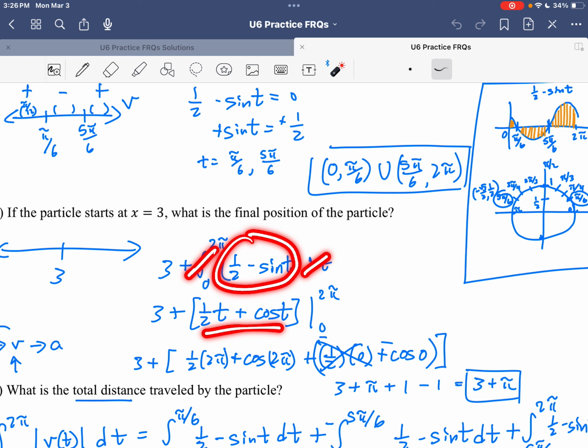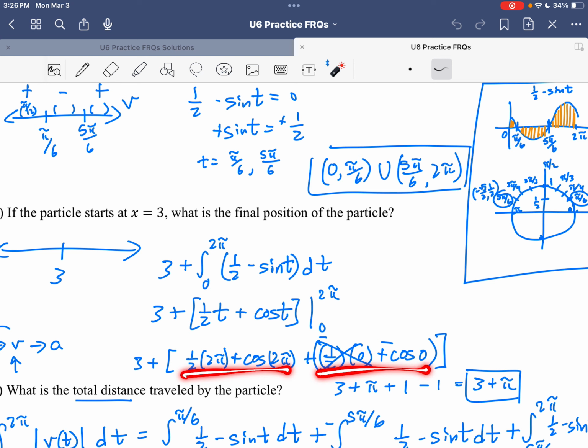I get 1/2 t plus cosine t. And yes, the sign changed to plus. And then I write this. I put 2 pi and 0 next to this vertical line to remind myself I'm plugging in 2 pi minus, then plugging in 0. So that's what I did right here. Plugged in 2 pi minus, plugged in 0.